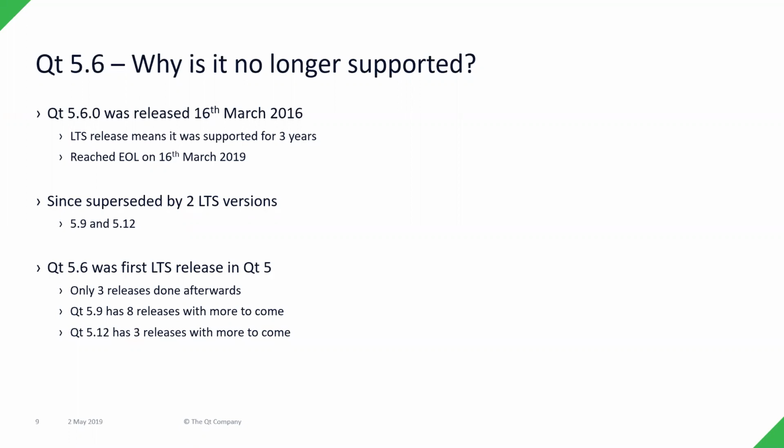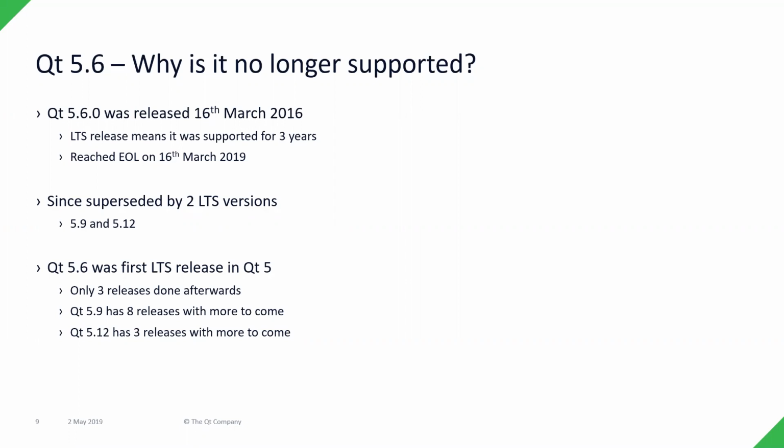Also, Qt 5.6 was the first LTS release that we had done in the Qt 5 series. So it was a bit of a learning experience for us as well, because it was the first time we were doing this and we wanted to do it correctly. But unfortunately, we had a bit of a learning curve. We only did 3 releases after the 5.6.0 release, which means we only got up to 5.6.3. We have since learned from this, because Qt 5.9 is currently on Qt 5.9.8, and there are more planned to come. With Qt 5.12, we have 3 releases already, and Qt 5.12.4 is already due at the end of this month.